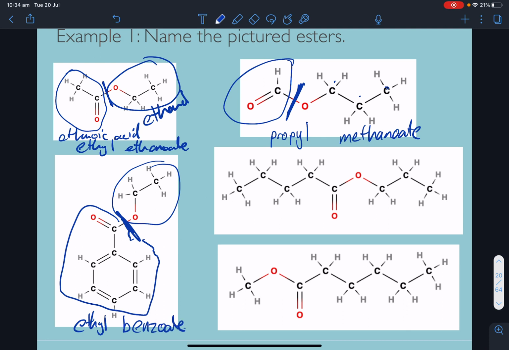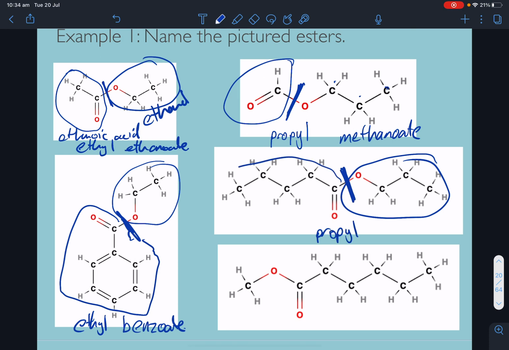Okay, new bond here in this one, alcohol. So it's a propyl. And this side, 1, 2, 3, 4, 5, it came from pentanoic acid. So it's a pentanoate.